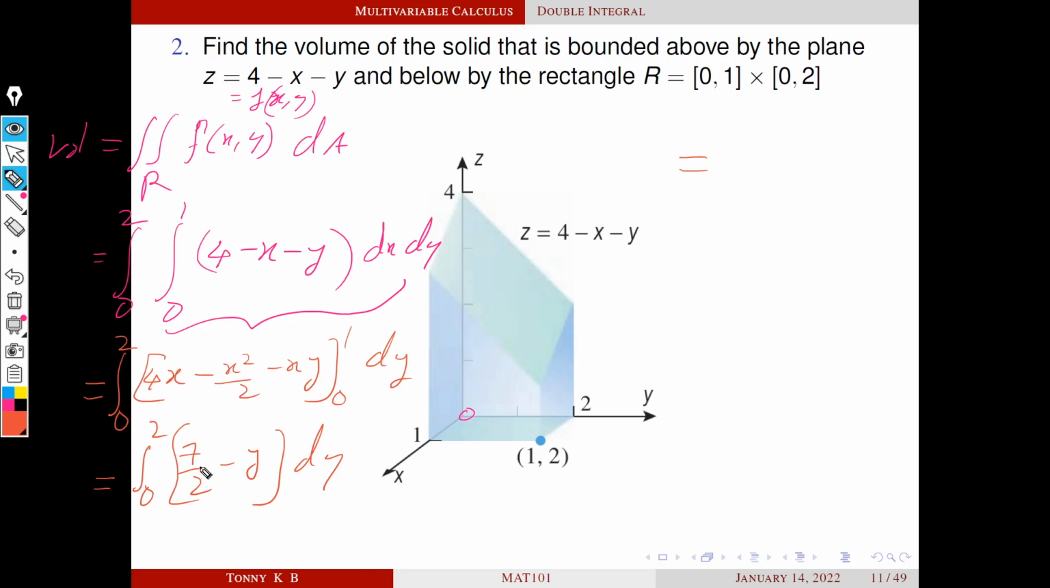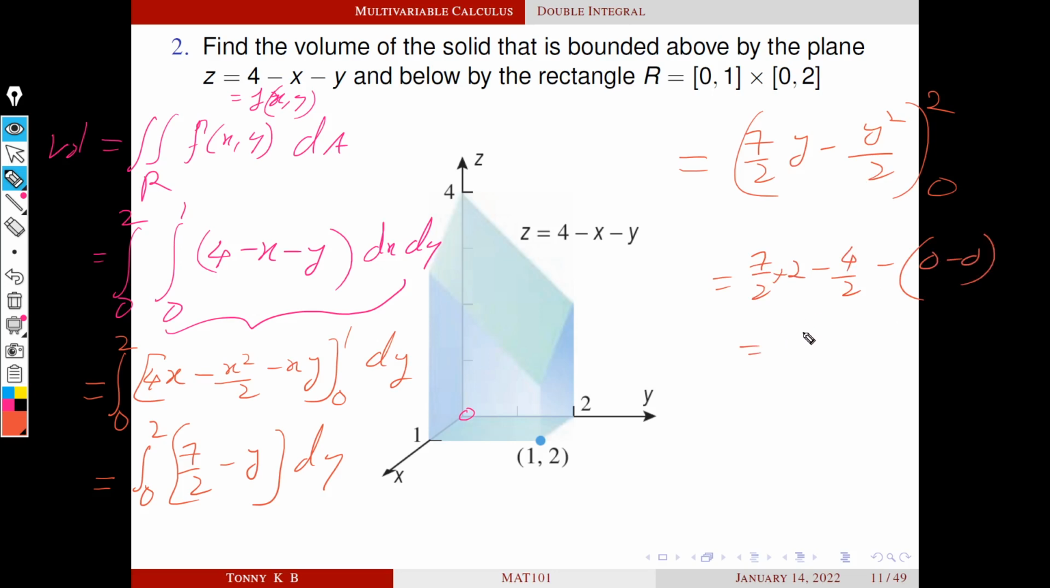Next you have to integrate this with respect to y. This becomes 7 by 2 y minus y square by 2. Then you can substitute the upper limit: 7 by 2 into 2, minus 4 by 2, minus, when y equals 0, 0 minus 0. Upon simplification, this becomes 5. Yes, the answer is 5.